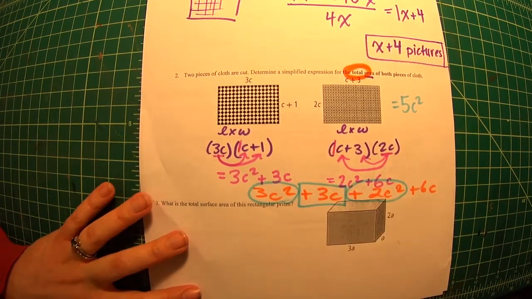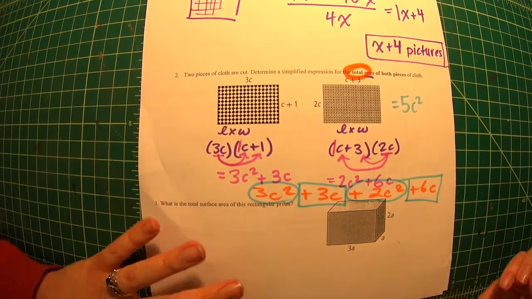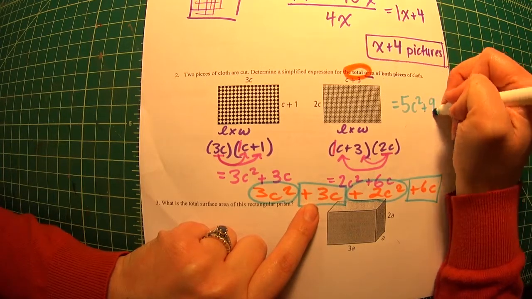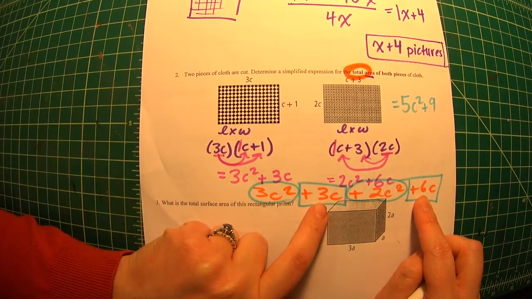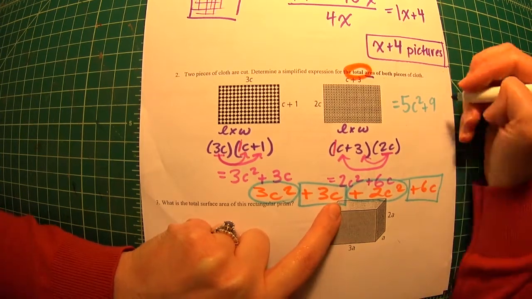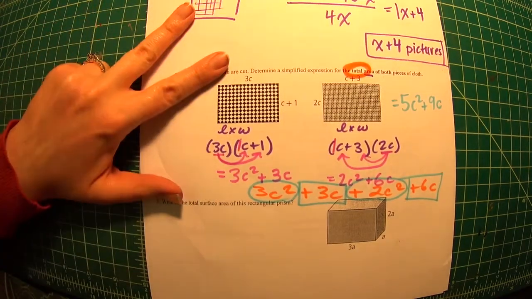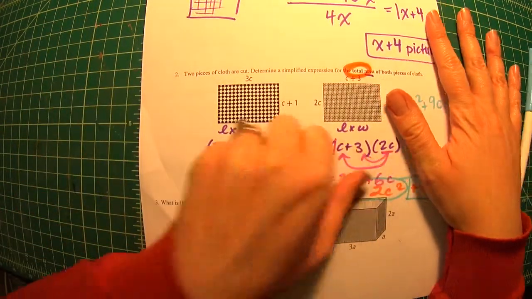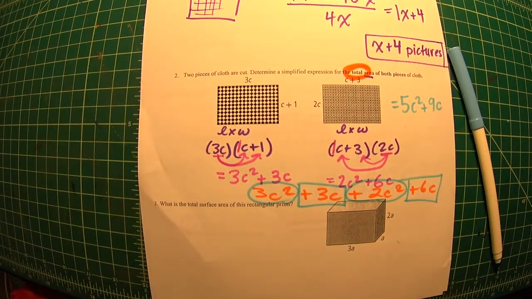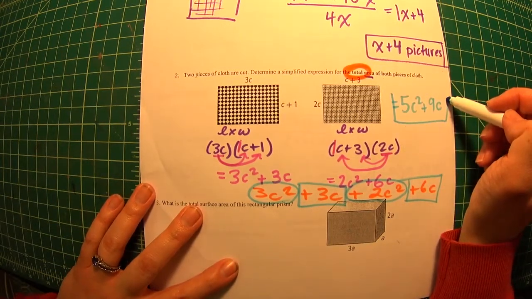Now on to this one. Positive 3c is alike with positive 6c. So positive 3, positive 6, combined gives me positive 9. 6 and 3 is 9. And the c just stays the same. If we have 3 c's over here and we have 6 c's over here, bring them together, we're going to have 9 c's. Nothing happens with the variable. They're still c's. So that's the total area there.